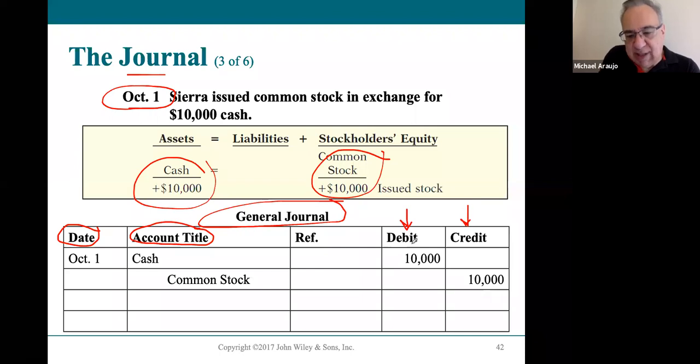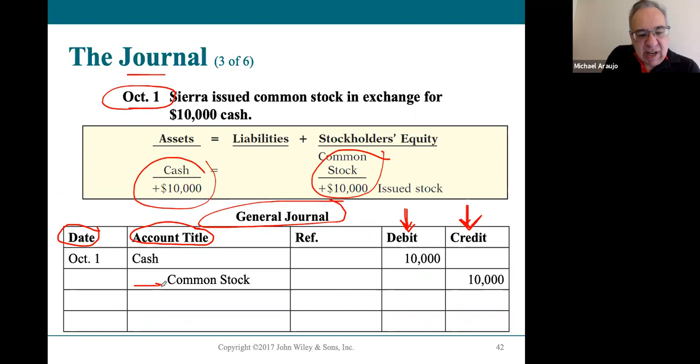And as you notice, the debit column is listed first. The credit column is listed second. So we always write the debit in first, because the numbers are going to go into the debit column first. So the debit to cash for 10,000 is going to be the first line. The second line is for common stock, and of course that 10,000 is going to be on the credit side of common stock. And so the credit of 10,000 to common stock is listed second.